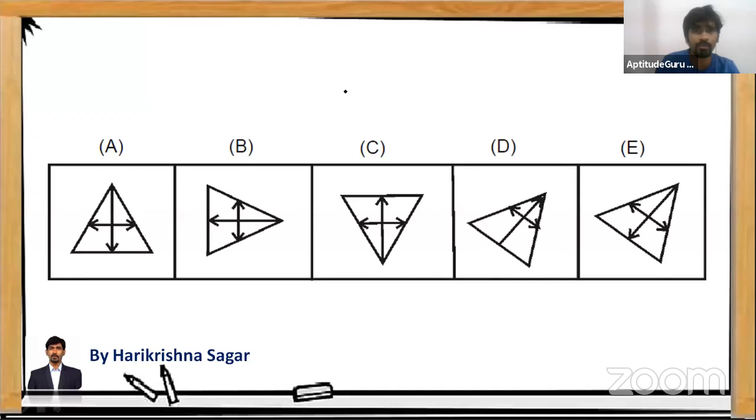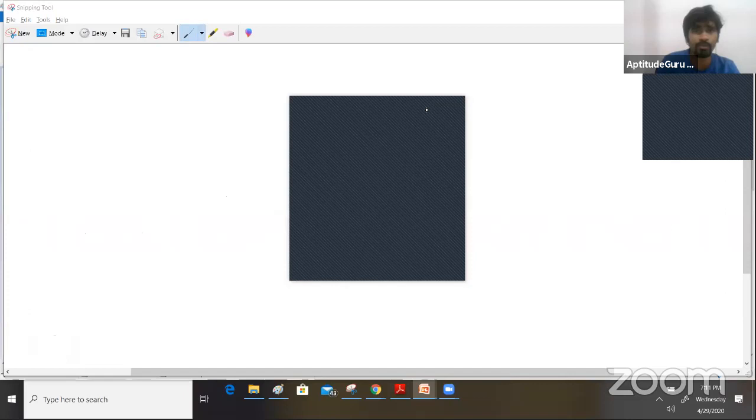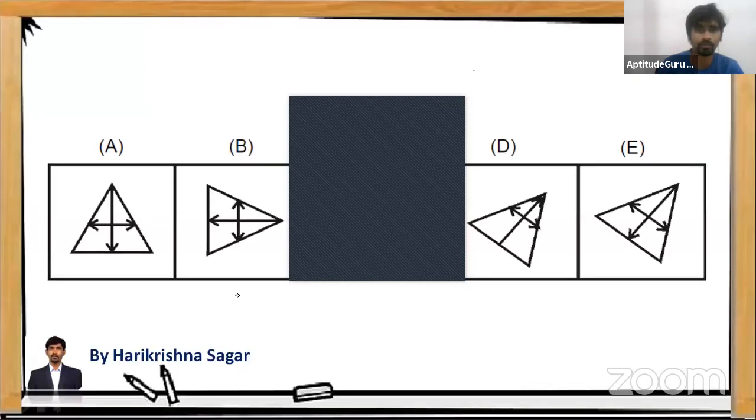Odd man is nothing but, what is odd man? Odd man is nothing but the element which is different from all, just pick that element. Just pick the different element. What is the different element here? Observe the diagrams. Observe the 5 diagrams. What is the different diagram? You can look at, this is like this. This is like this. Let me go with the solution of the question like this. You can just observe.